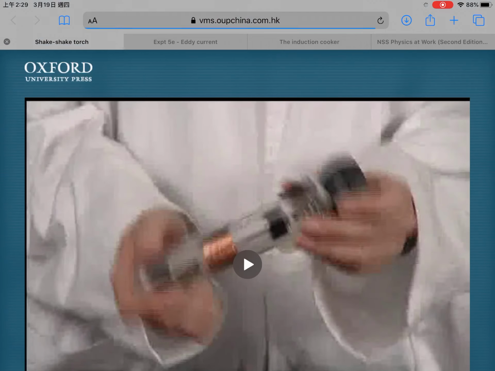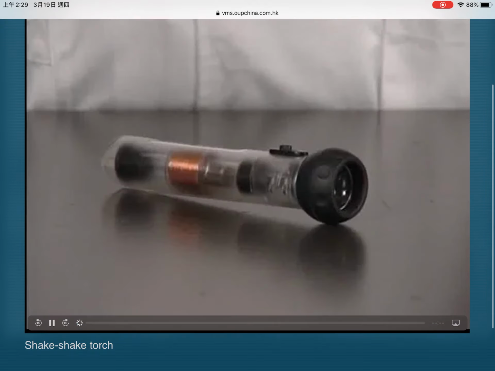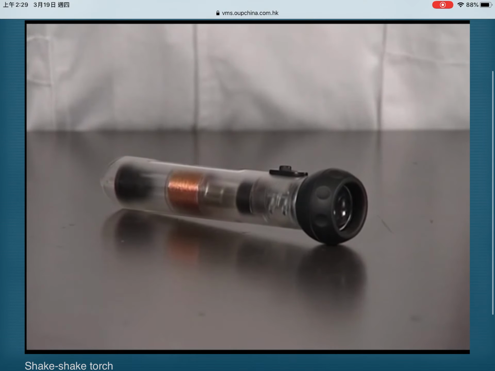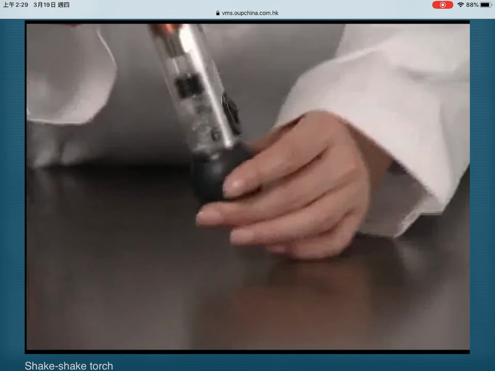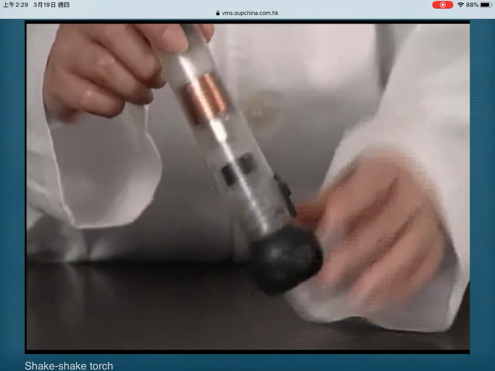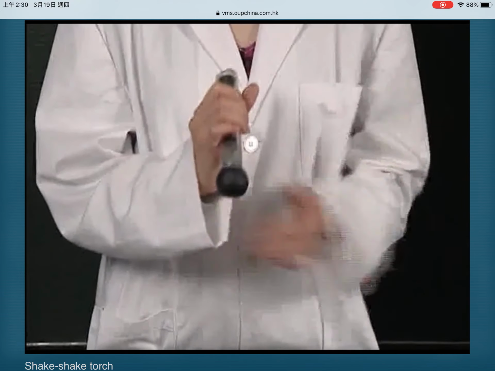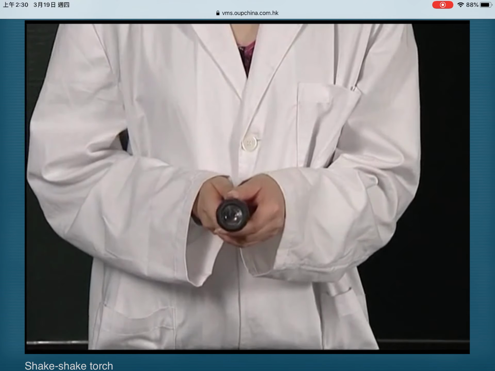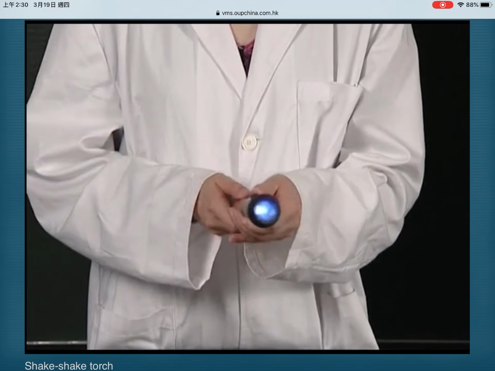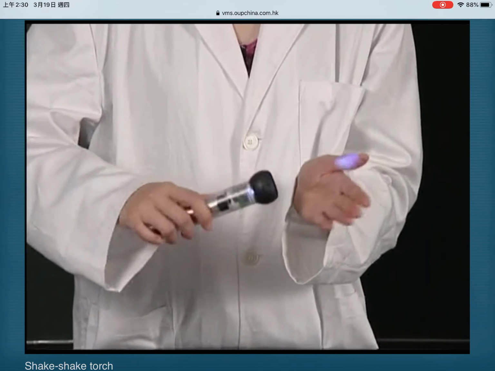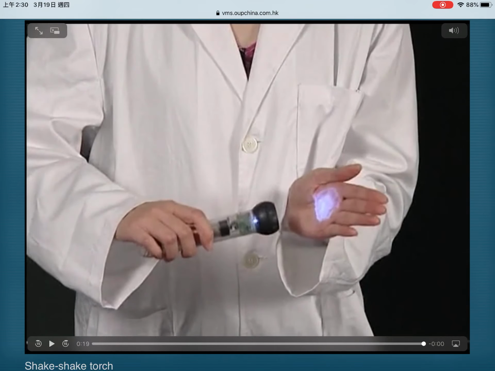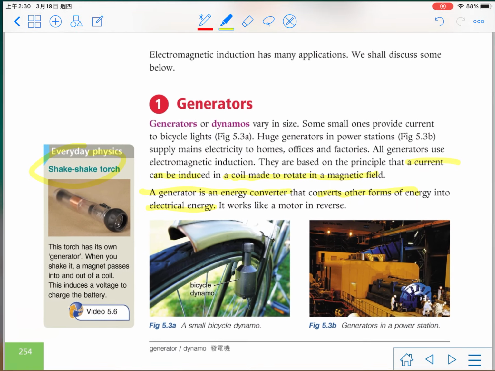Maybe we take a look at the shake torch. This torch has its own generator. When we shake the torch, the magnet moves in and out of the coil. This induces a voltage to charge up the battery. It is claimed that 1 minute of shaking allows the torch to work for 10 minutes.